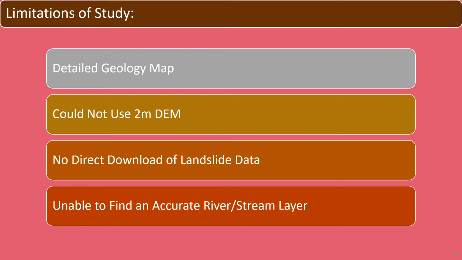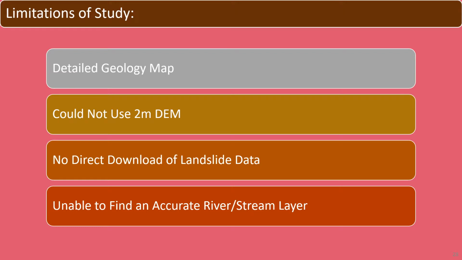But first, let me discuss some limitations of the study. I think if we can overcome these limitations, then the preliminary susceptibility analysis will become even more accurate. The limitations of the study are as follows. Difficulty in locating a more detailed geological map that could give a more accurate depiction of where certain bedrock formations are located and could be used to identify landslide-prone areas better.